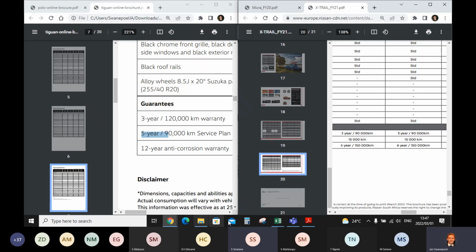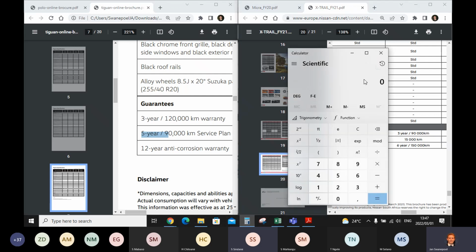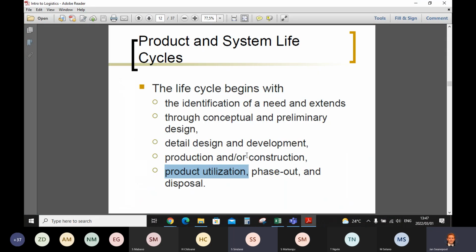But the important part is a VW, let's say the Tiguan costs you 7,000 Rand to service, which I think is a very low estimate. I think it costs more, right? 7,000 Rand to service. Every 15,000 kilometers, 15 goes into 90 6 times, times 7,000, is 42,000 Rand. So it's 10% of the car's value that this company invests into the utilization phase of this car. So that's why design for life cycle is very important, right?